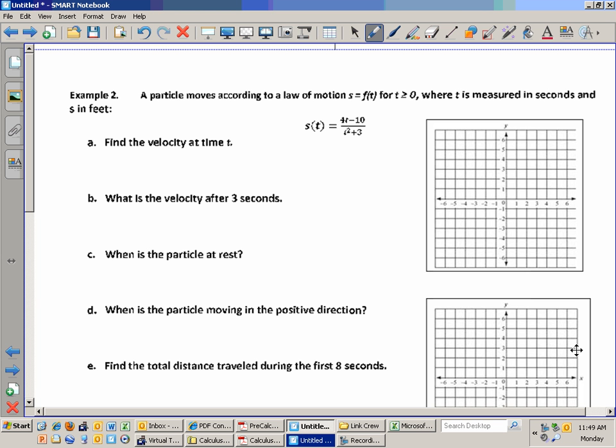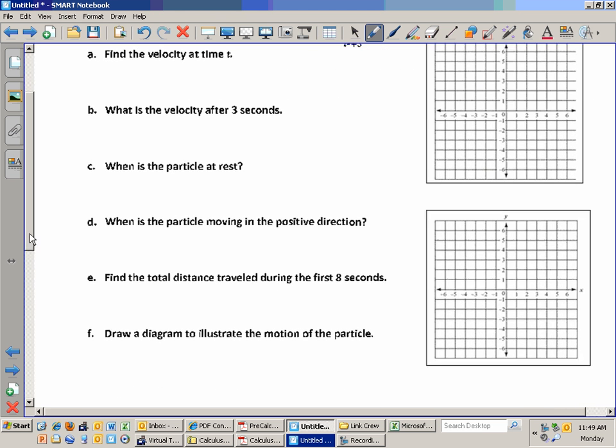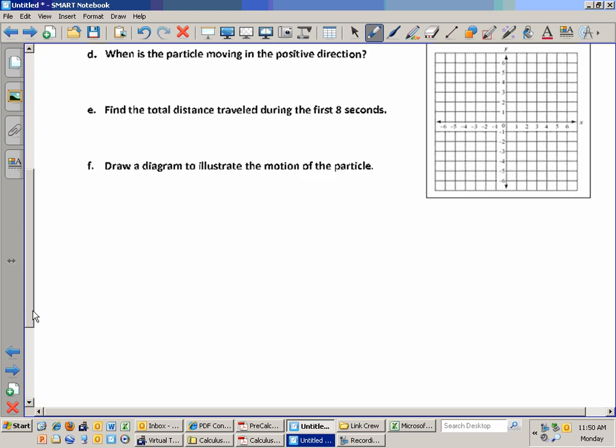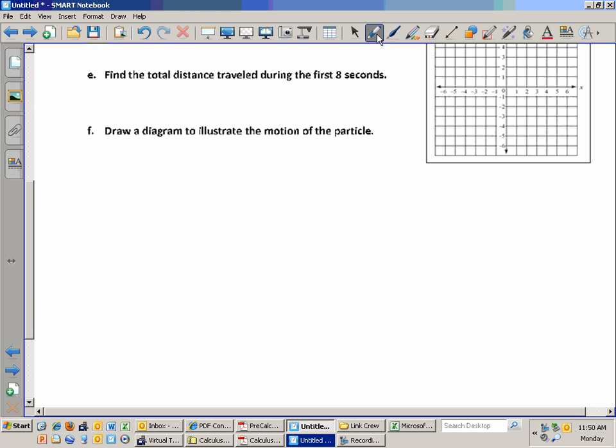S of t stands for what? It starts with a P, rhymes with position. Position. So this is the position function. You want the velocity function. How do we find the velocity function? Take the derivative. I need more space in this, so I'm going to scroll down here. And looks like we have 4t minus 10 over t squared plus 3. Excellent. So how am I going to take the derivative of that? What rule do I have to use?